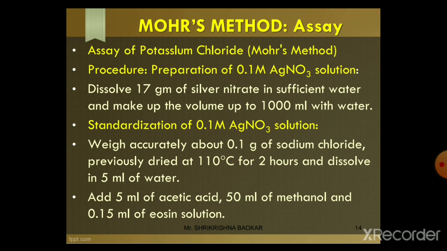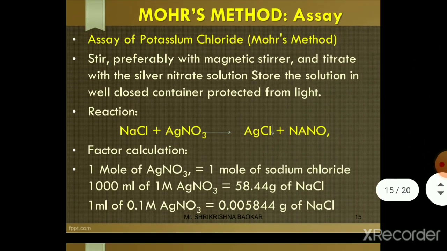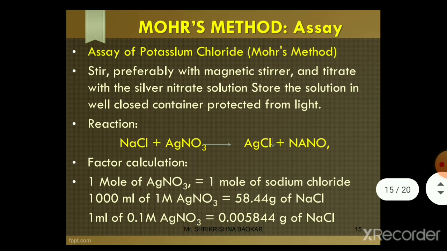The acetic acid formula is CH3COOH. Methanol formula is CH3OH, and the eosin formula is C20H6Br4Na2O5. Stir preferably with a magnetic stirrer and titrate with the silver nitrate solution. Store the solution in a well closed container protected from light.